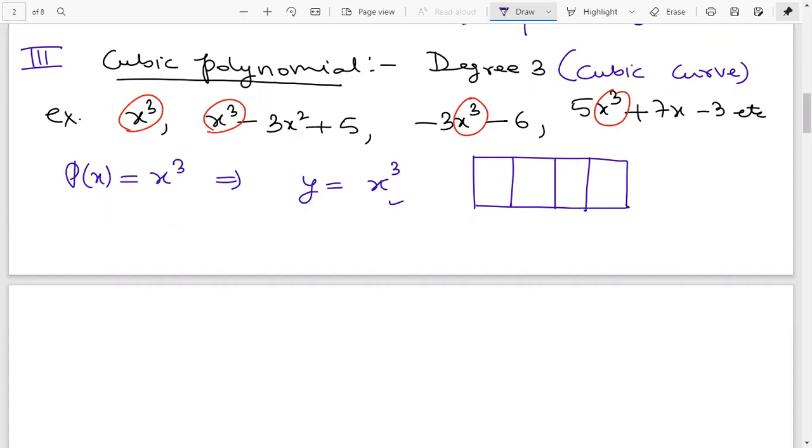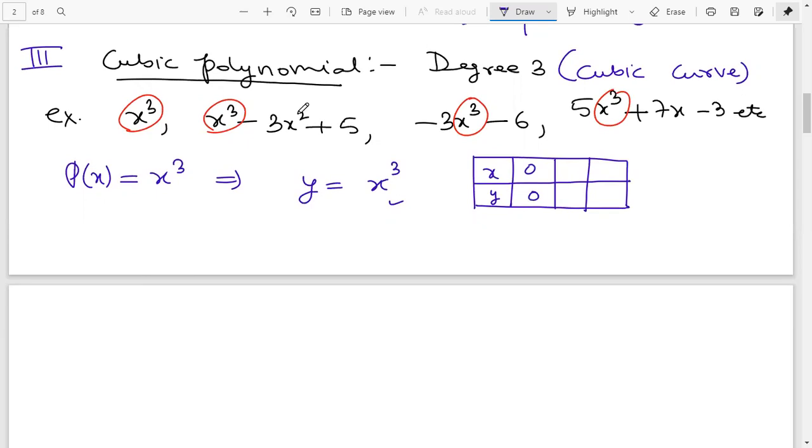So we'll take x values, and then accordingly we can find the y values. Here we can write x, y. First we'll take x value 0. So y will be 0 cube, which is 0. Right.